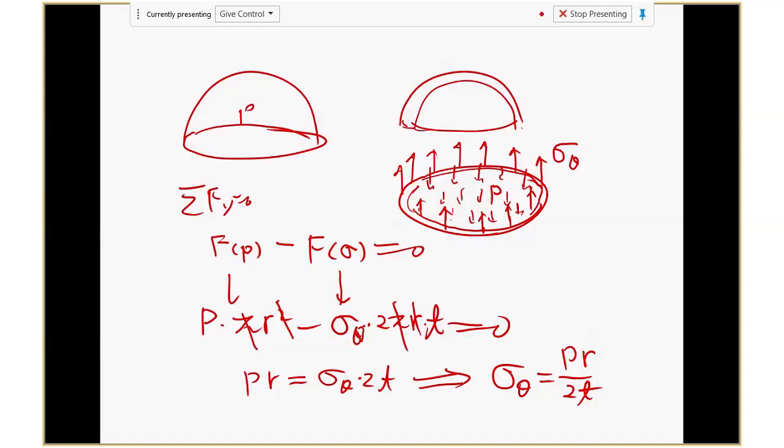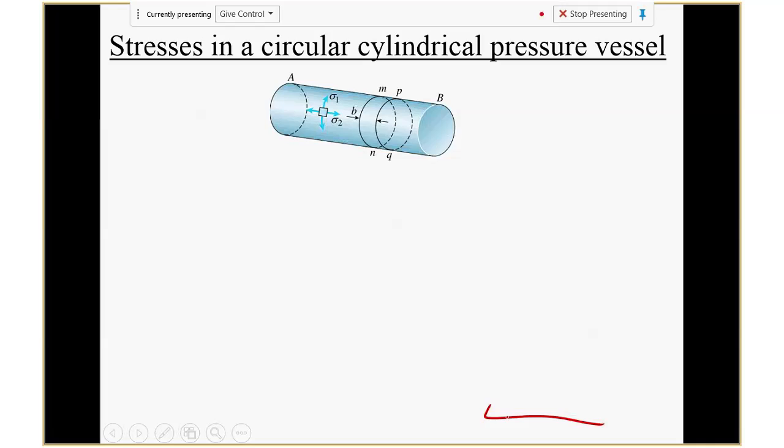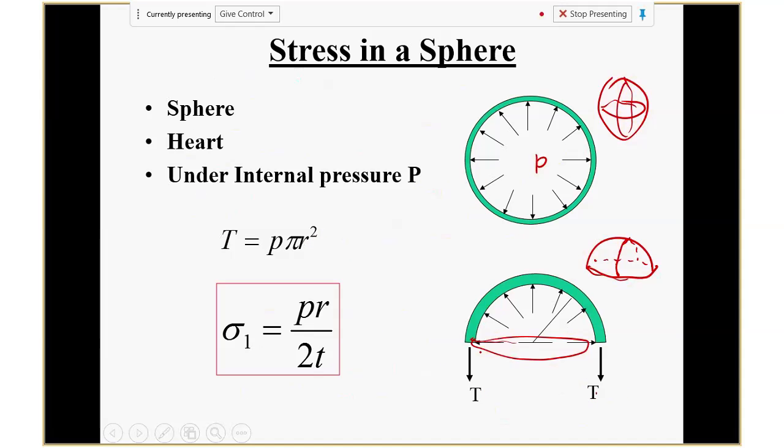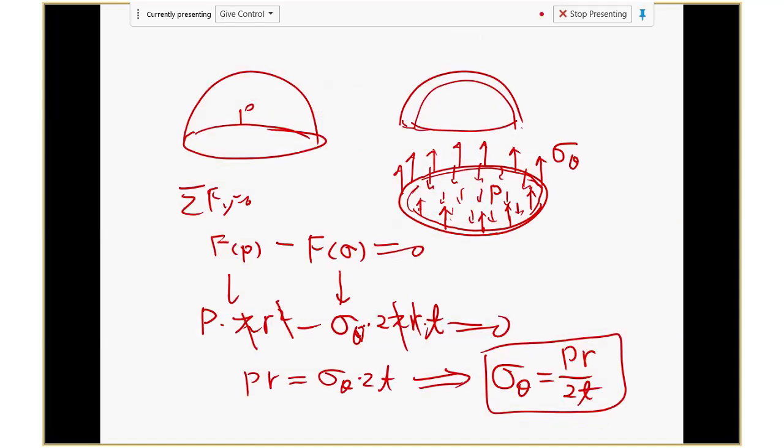Because now the integral is over the whole sphere, not 2D anymore, a spherical shape. So that's the equation. Now let's go back and see if it's the same. Is this the same? Okay, it's the same.